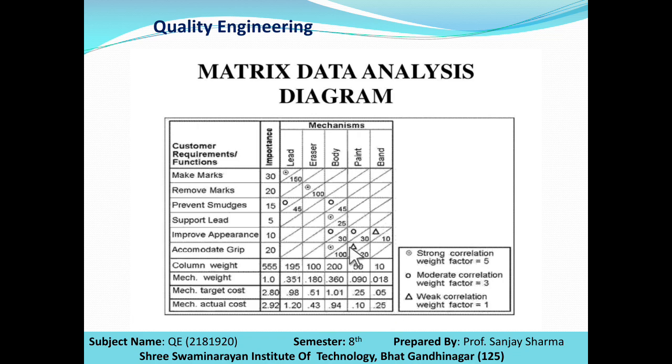So by multiplying this, now if you compare this chart with the matrix chart, here we are getting the final numerical values, or you can say the resulted values. So this is how the matrix data analysis diagram differs from the matrix chart. Here we get the exact value of the particular thing.